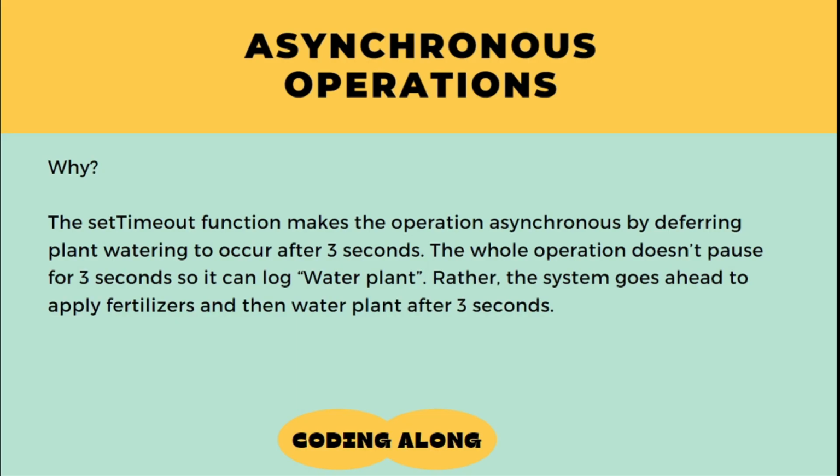I'm sure you noticed that the setTimeout function makes the operation asynchronous by deferring plant watering to occur after 3 seconds. The whole operation doesn't pause for 3 seconds so we can log water plant. Rather, the system goes ahead to apply fertilizer and then water the plant after 3 seconds.